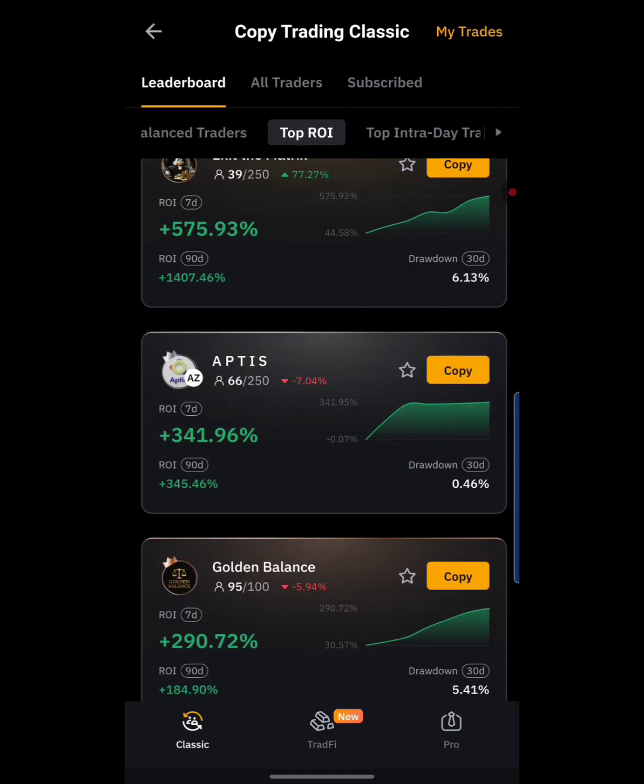And then the next guy right here called Aptis has done a whopping 341.96% within the last 7 days, as you can see right here, guys. And his drawdown is currently 0.46%. Okay, so this is actually another good trader right here that you can also copy to make some good amount of profit for yourself. All right, so this is basically all you need to know about the top ROI.